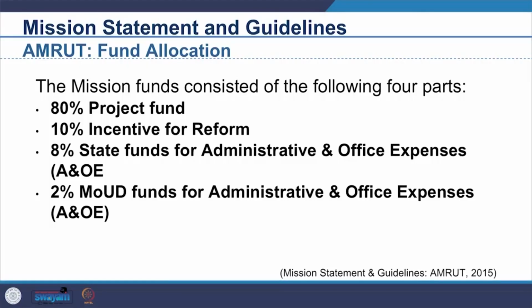The mission fund consists of 4 parts. First is the project fund, which constitutes 80% of the annual budgetary allocation. Second, we see incentives for reforms. 10% of the annual budgetary allocation is for reforms. Further, as we had already seen, the administration and office expenses have been included. So, state fund for administration and office expenses were 8% of annual budgetary allocation. Administrative and office expenses also have a component, and it has 2% of annual budgetary allocation.